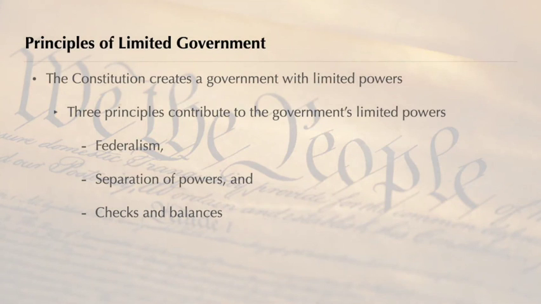The Constitution creates a government with powers limited by consent of the people. It is based on the idea of popular sovereignty, letting the people rule. 3 main principles limit the government's power: federalism, separation of powers, and checks and balances.